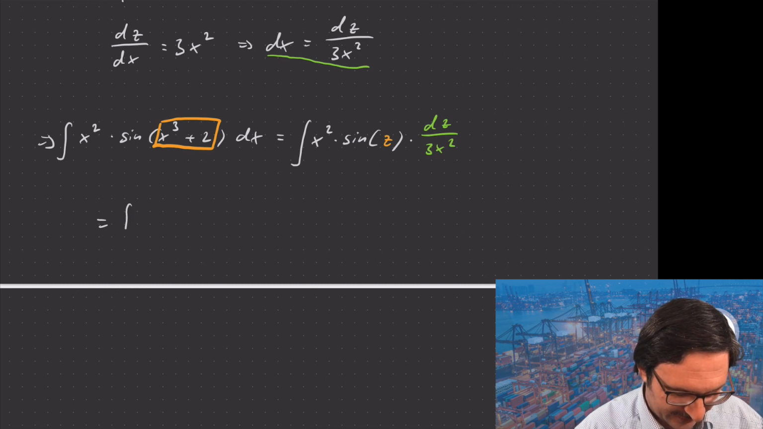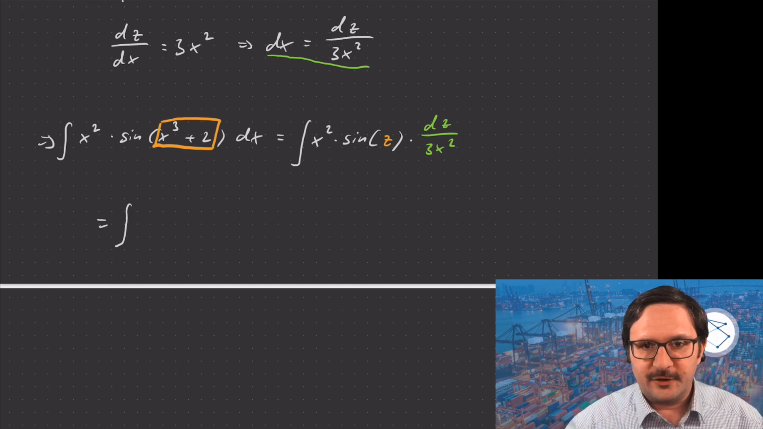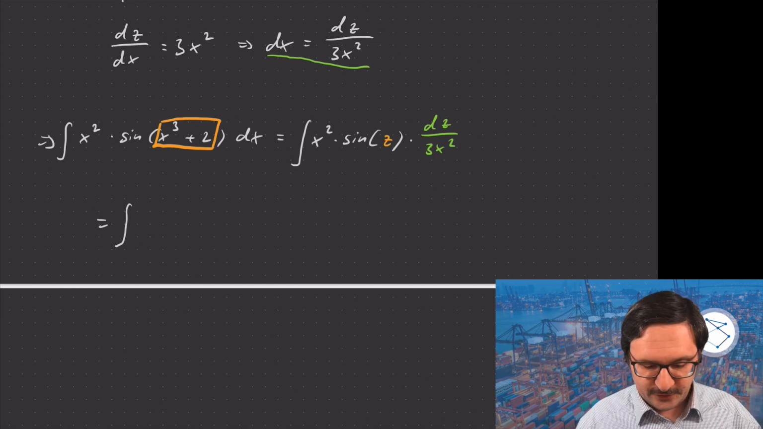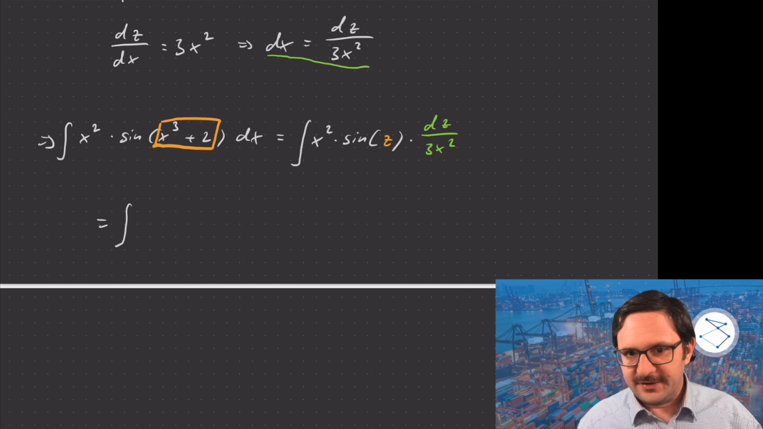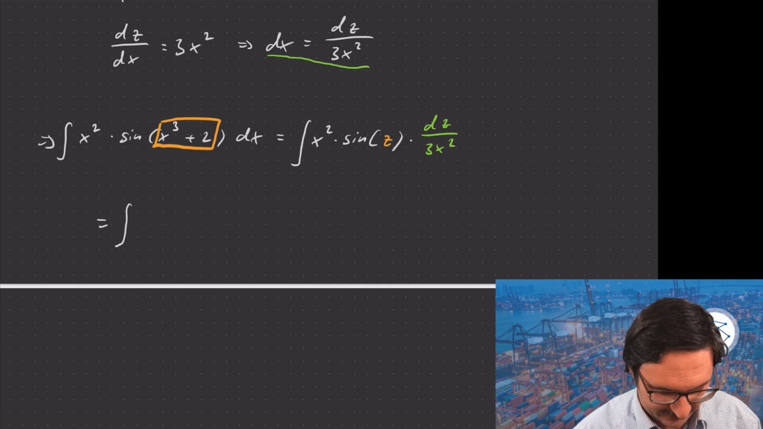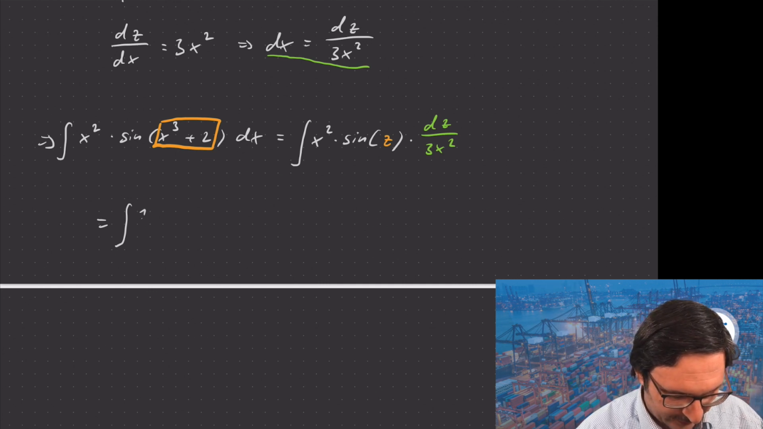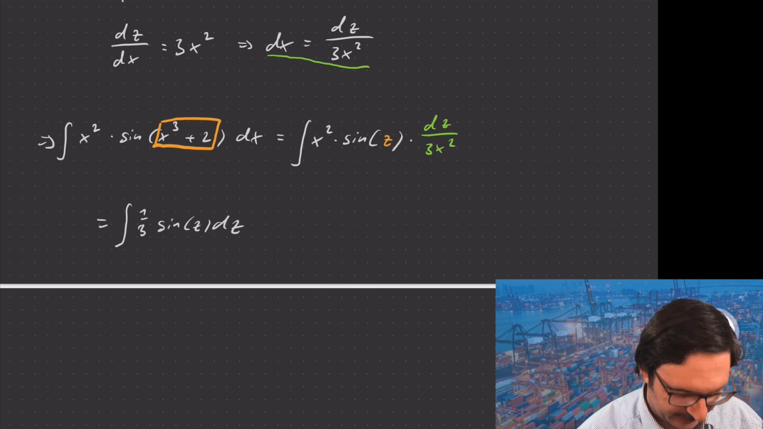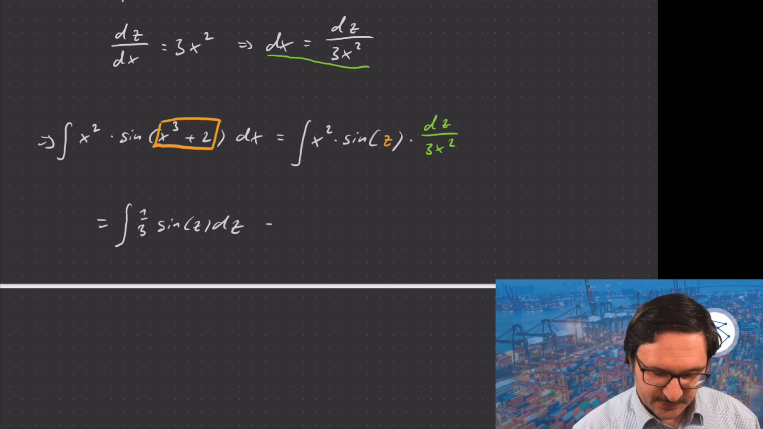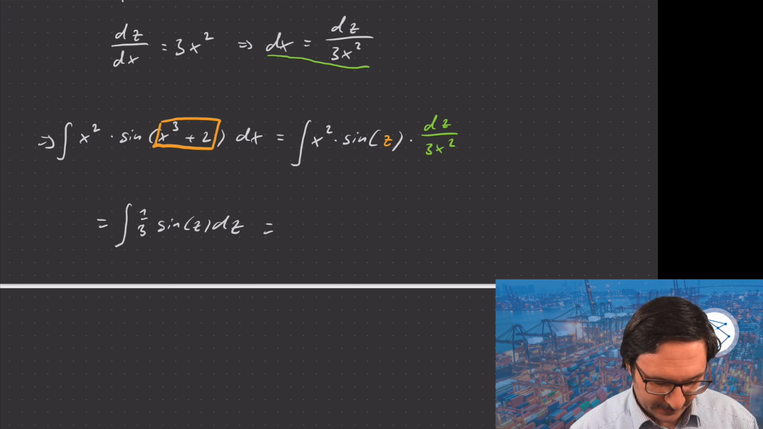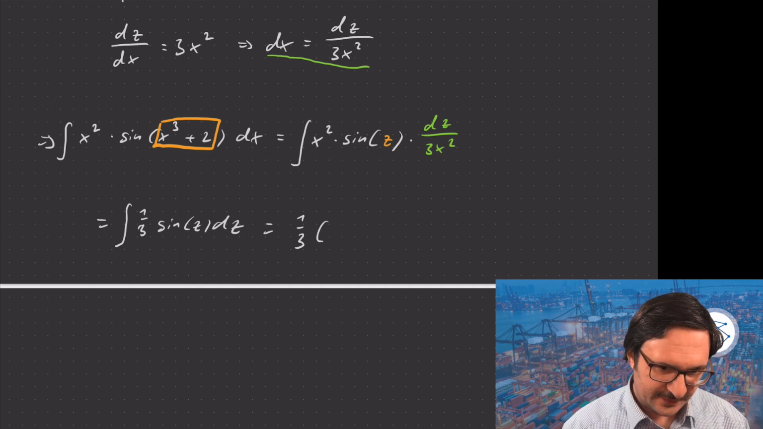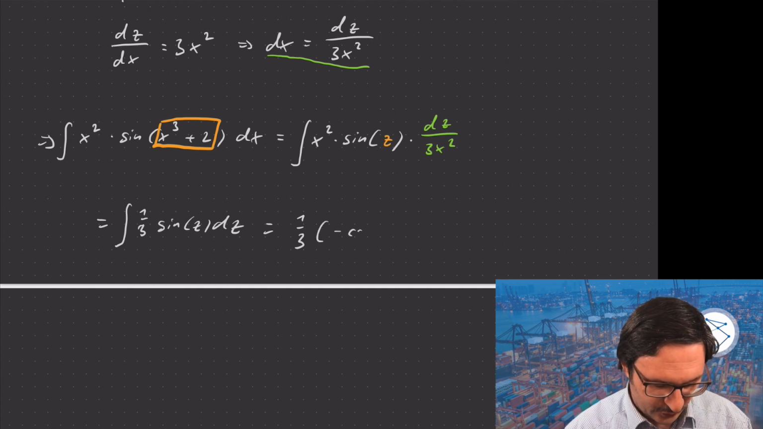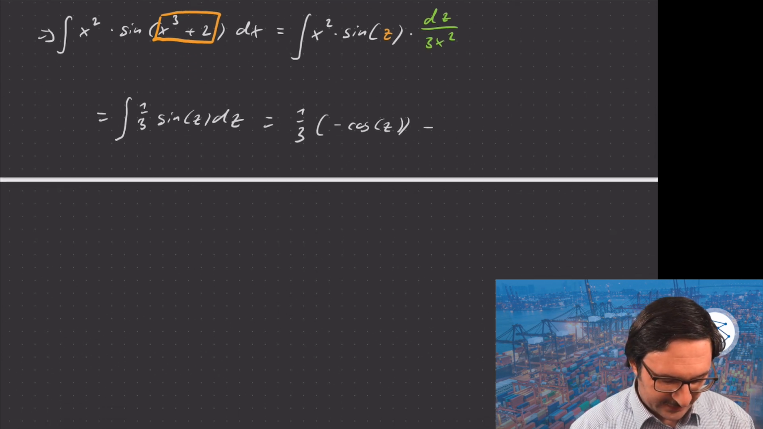Of course, we want to have an expression that only uses the new variable, only uses z, otherwise we cannot integrate it. And nicely enough, the x squared, the complicated part, cancels out. So we're left with 1/3 sine z dz. That's an expression that we can integrate. So that's simply 1/3 times the negative cosine of z plus some constant.